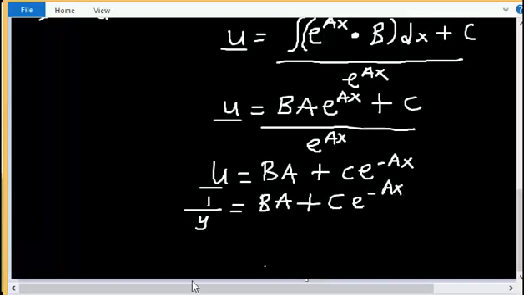So invariably, now to get y, I have to find the reciprocal of the right hand side. So it's going to be 1 over b over a plus c exponent minus ax, the reciprocal of this.